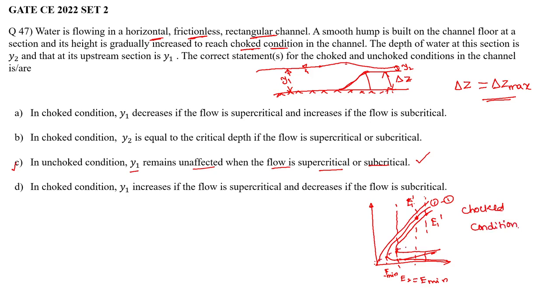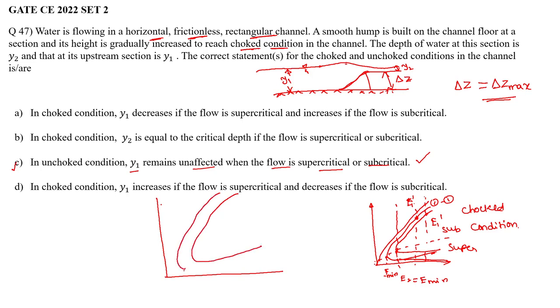So let's say this has two regions, super and sub. Let's read the first option. In choked condition, Y1 decreases if the flow is supercritical. Please bear with my drawings. This is super. This is sub. This is E1. This is E1 dash as I mentioned. This will increase in this way. So Y1 decreases if the flow is supercritical and increases if the flow is subcritical.